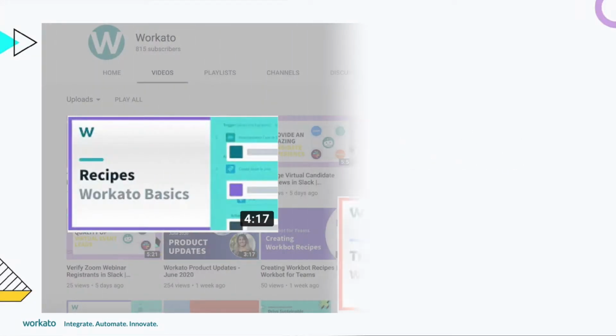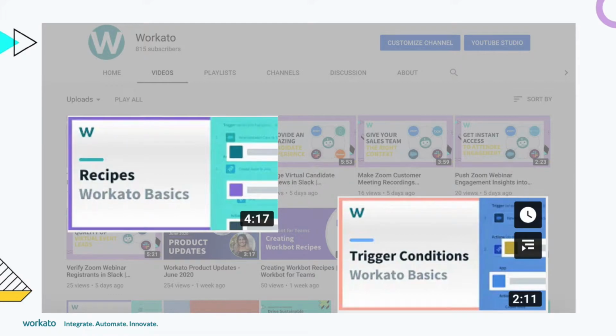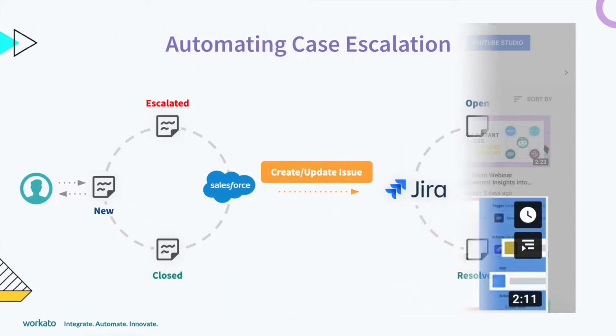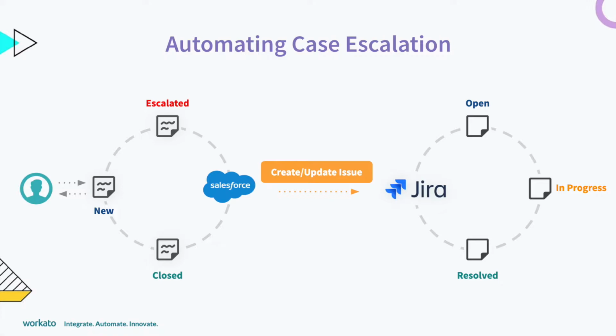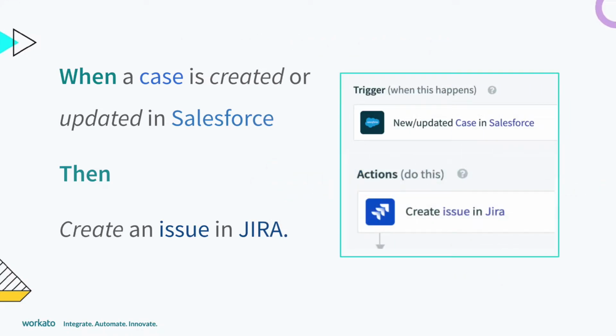If you haven't already, check out our last Workato Basics videos, Trigger Conditions and Recipes. To recap, in the past videos we built automations to improve collaboration between customer support and engineering teams. We built an automation that creates an issue in Jira for the engineering team to review when the support team escalates a case in Salesforce.